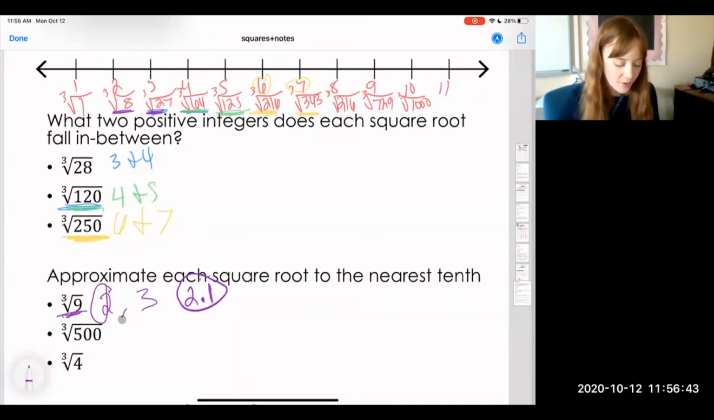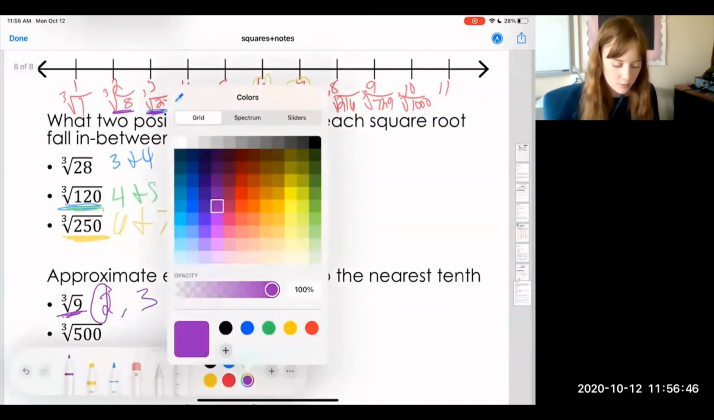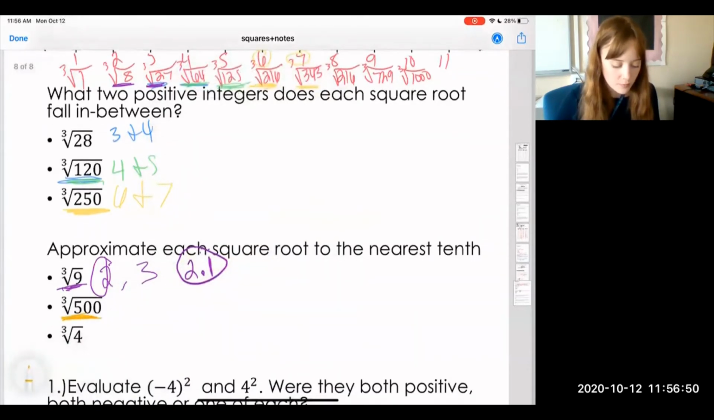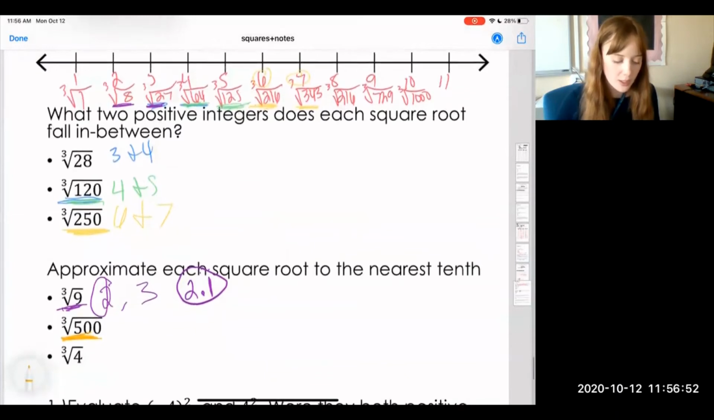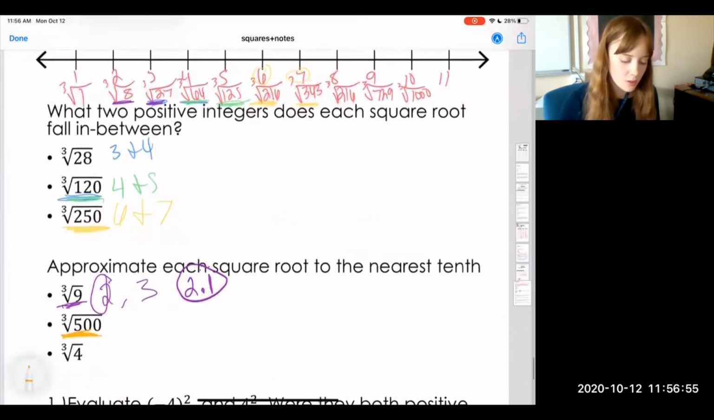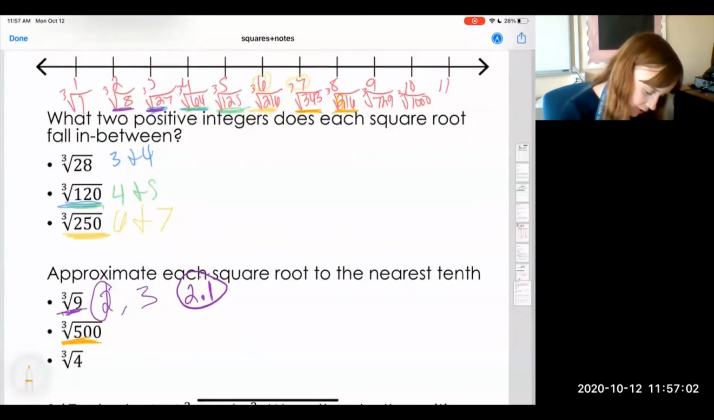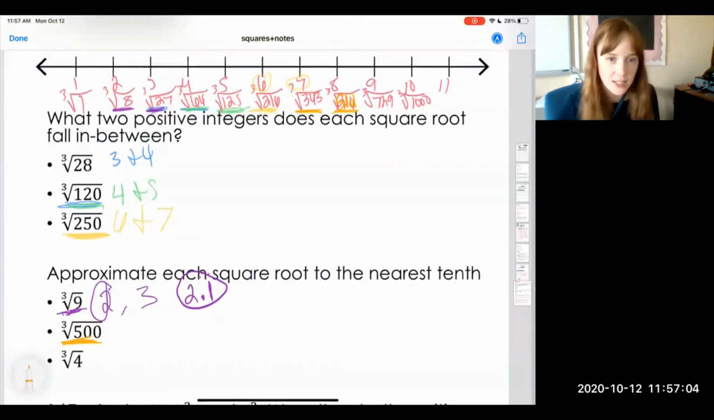Cube root of 500, orange, falls somewhere between the cube root of 343 and 8, which is actually 512. I just kind of misprinted that. So because it's between the cube root of 343, which is 7, and the cube root of 512, which is 8, that's how we pick the numbers it's in between.